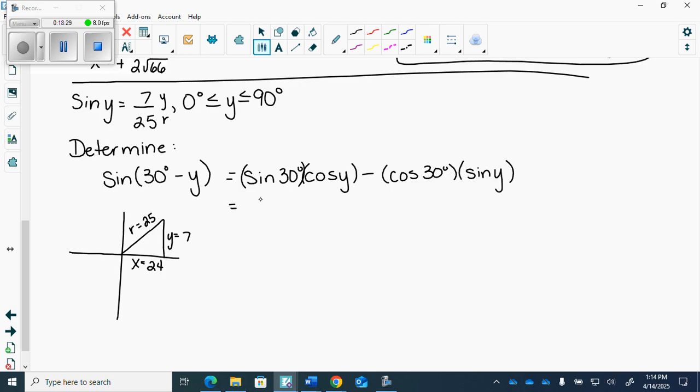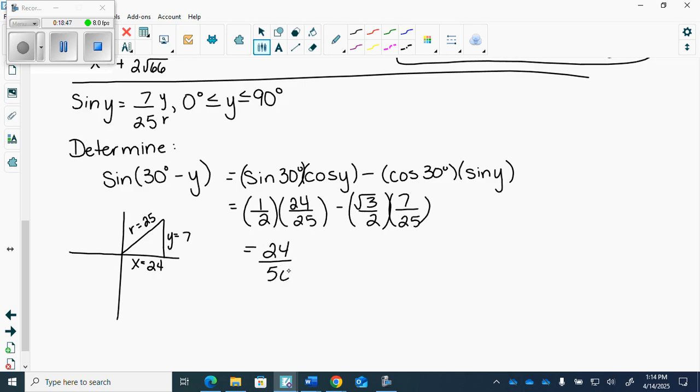Sine of 30 is a half. Cos of y is given, no, it's not. 24 over 25. Cos of 30 is root 3 over 2. Sine of y was given to us, 7 over 25. So we get 24 over 50. And then a lot of people are like, oh, I'm just going to reduce it. No. Don't reduce until you've done the whole thing, because they have common denominators, and if you reduce, you've destroyed that. Minus 7 root 3 over 50. So it equals 24 minus 7 root 3 over 50.